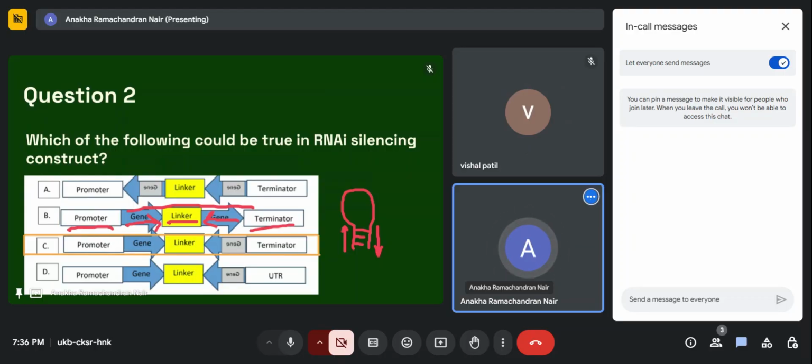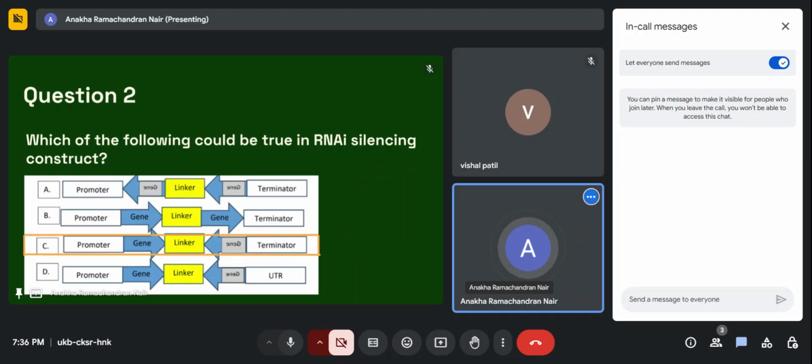It's not option B because in this case both are in the same direction. So this portion and this portion won't be complementary, so you won't form the hairpin loop structure. It'll just be a straight RNA molecule. So the correct answer was option C.